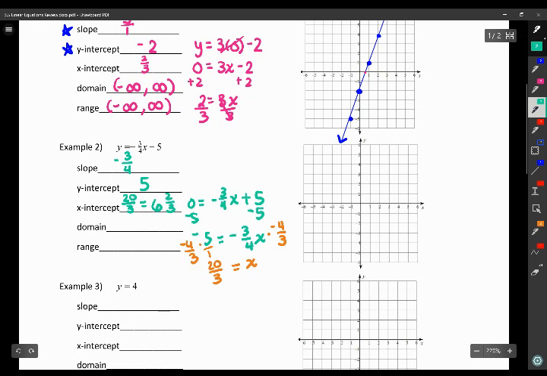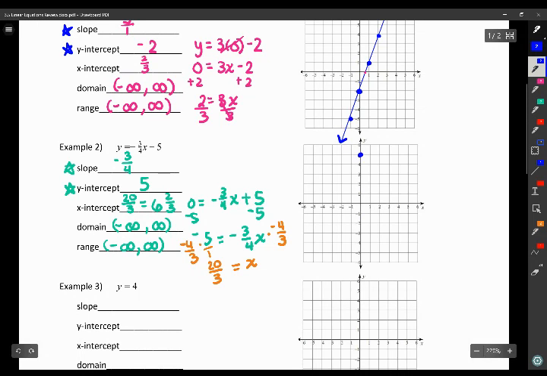Again, that's not an easy one to graph. Our domain is negative infinity to infinity, always. Range is negative infinity to infinity, always. So again, we're going to graph the slope and the y-intercept, and that's the easiest way to graph. We're going to go over here and put a dot at positive 5.